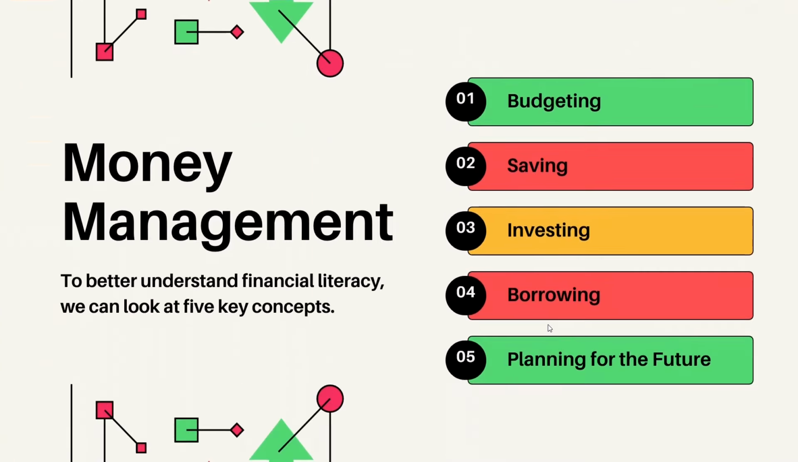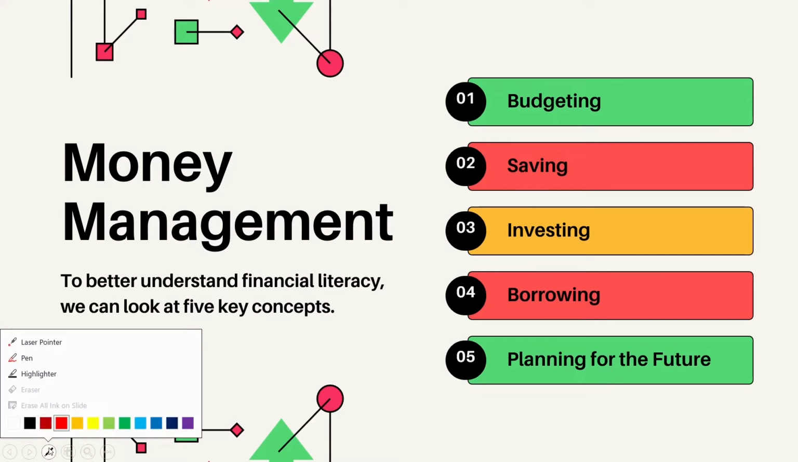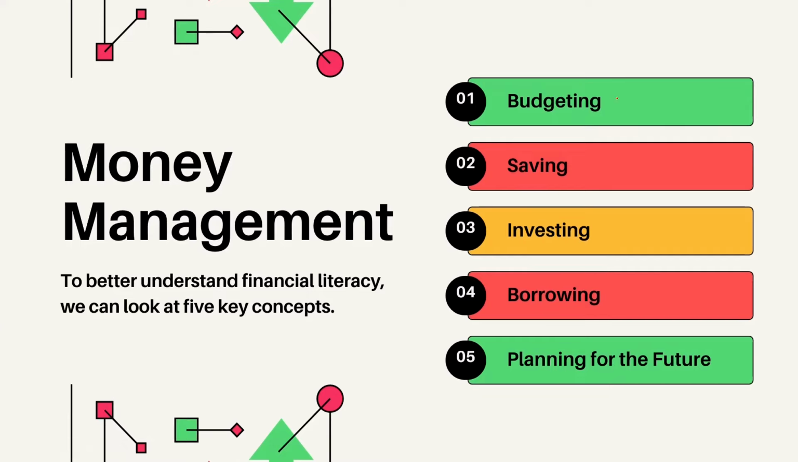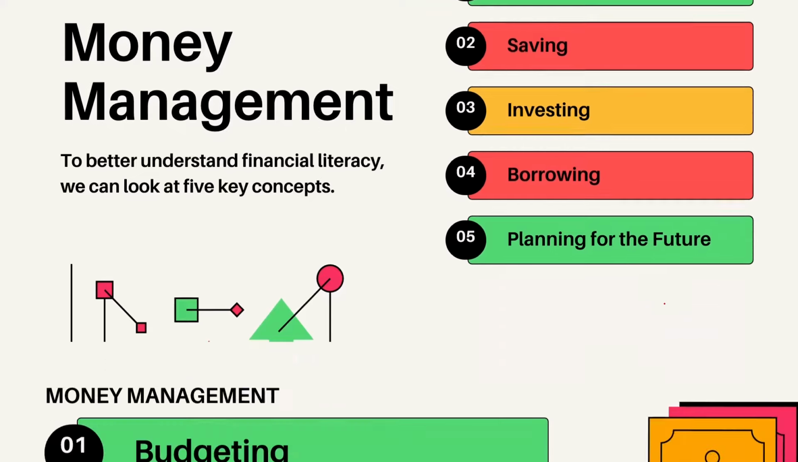Now let's talk about money management. To better understand financial literacy, we can look at five key concepts. First of all, you must try to understand what budgeting means. And then you need to understand the concept of saving. And then you must try to understand investing. And number four, the borrowing concept. And number five, planning for your future.